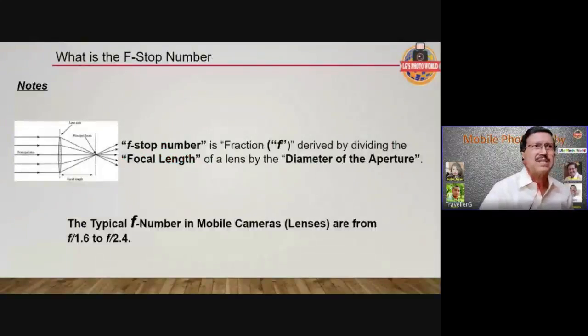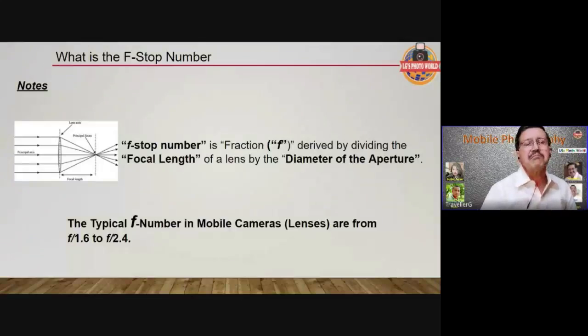So what is F number? Why F? Why not A? So the answer is F, or you can call it fraction, or you can call it focal length. F can be defined in two ways. One, take it as fraction, simple. F always is divided by something.